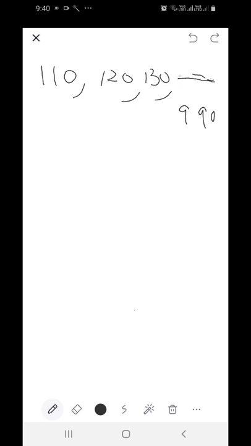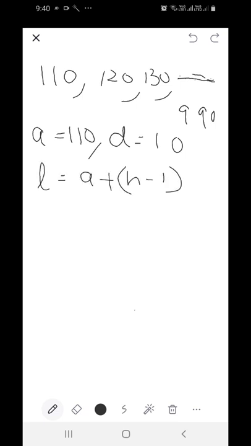Once AP is made, now I think you can find the number of terms. A is equal to 110. D is equal to 120 minus 110, that comes out to be 10. Then put the formula of the last term. L is equal to A plus N minus 1 into D. Last term 990 is equal to 110 plus N minus 1, and D is how much? 10.